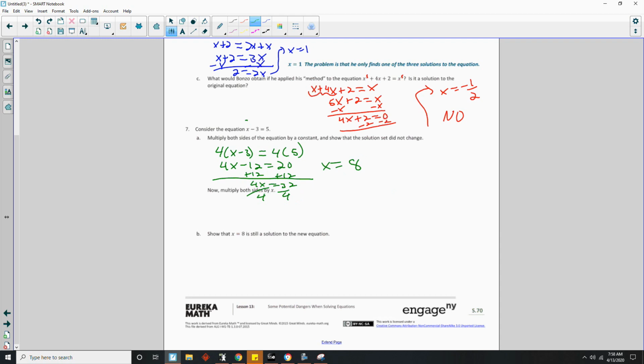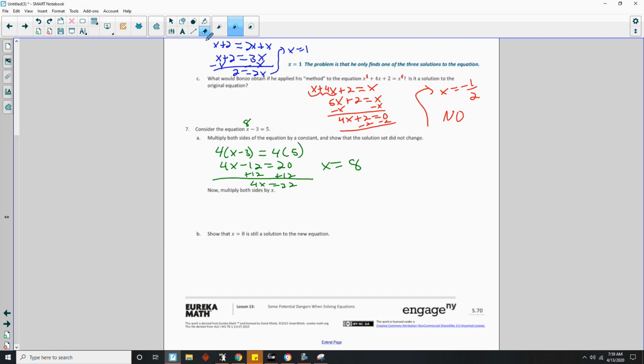If I plugged 8 into the original, 8 minus 3 is 5, so the solution is the same because I multiplied both sides by a constant. That is the multiplicative property of equality. What you do to one side, you do to the other, does not change the solution.